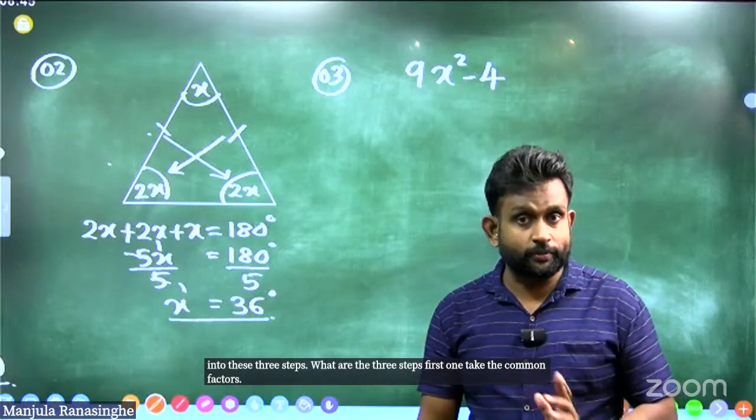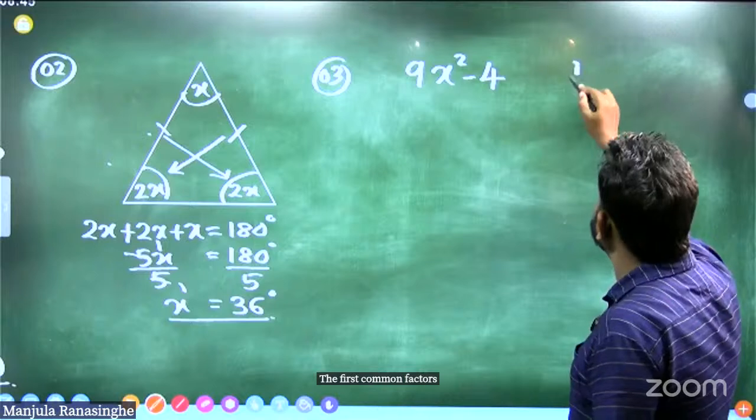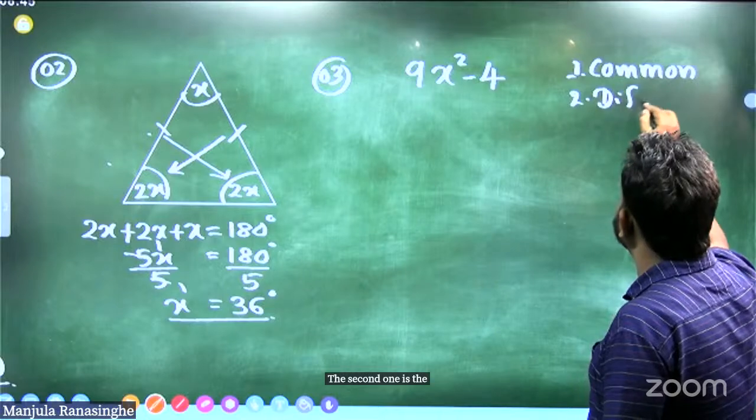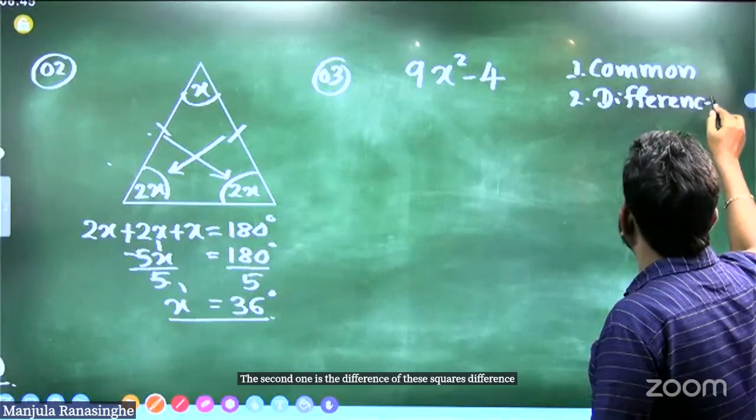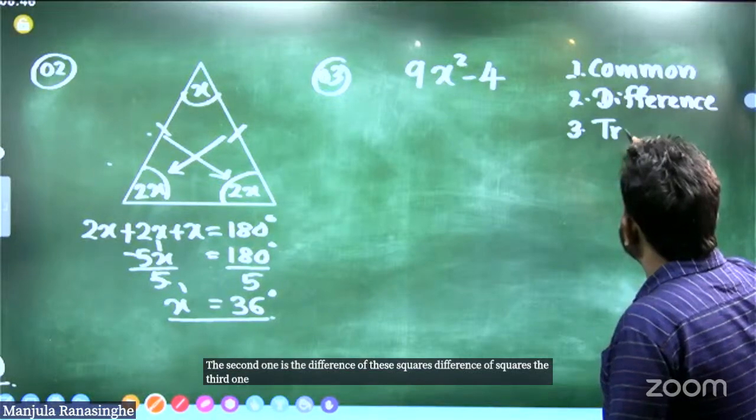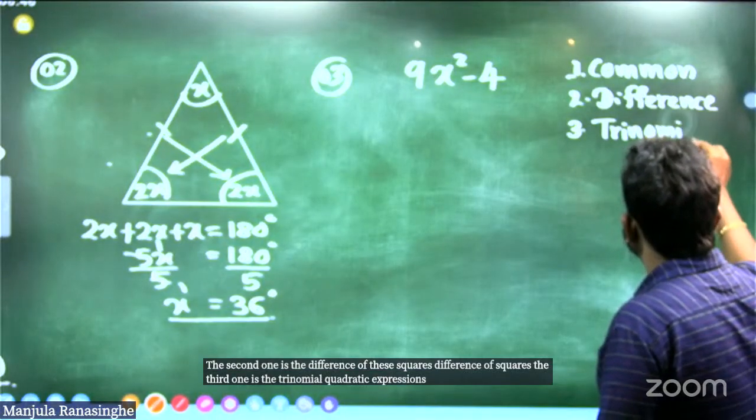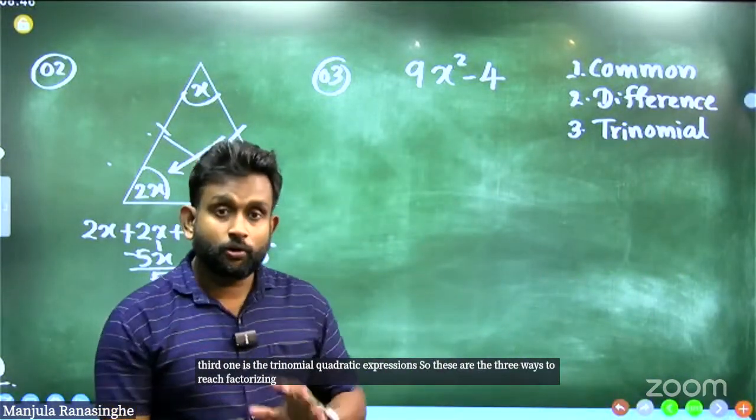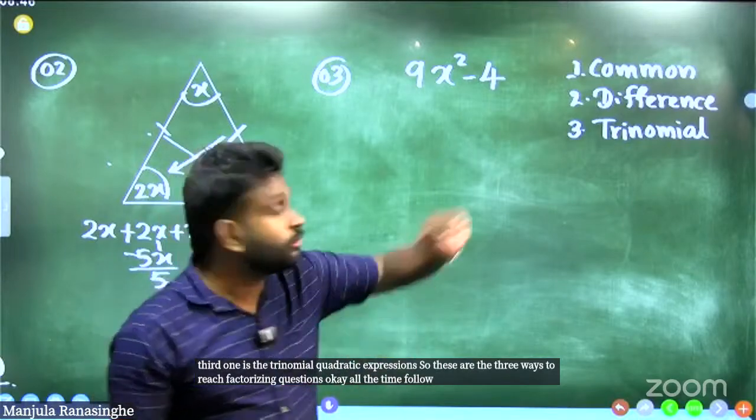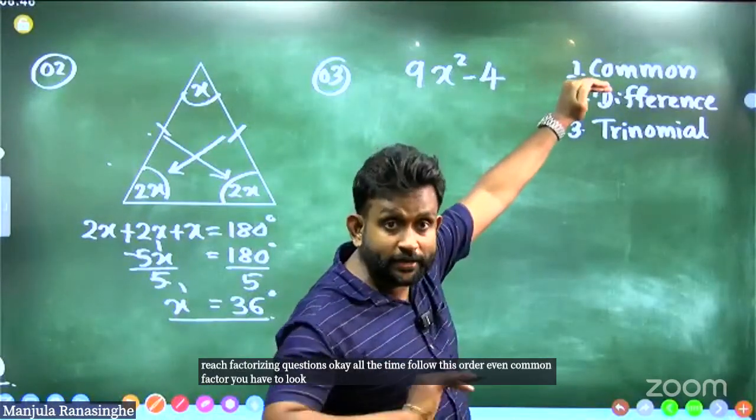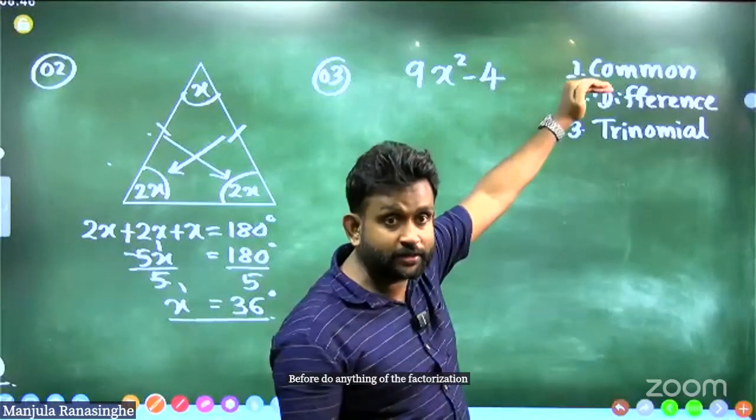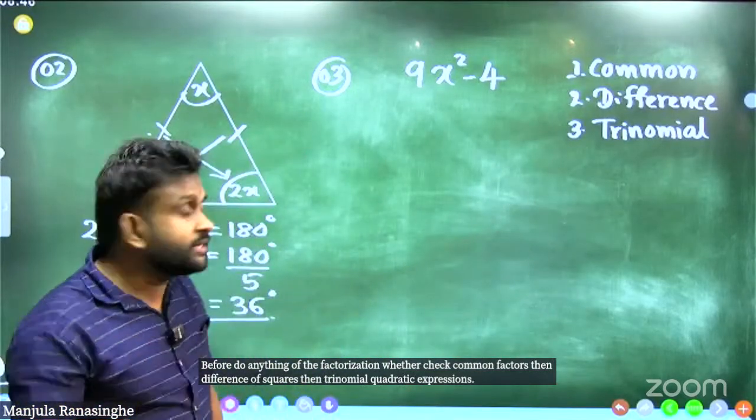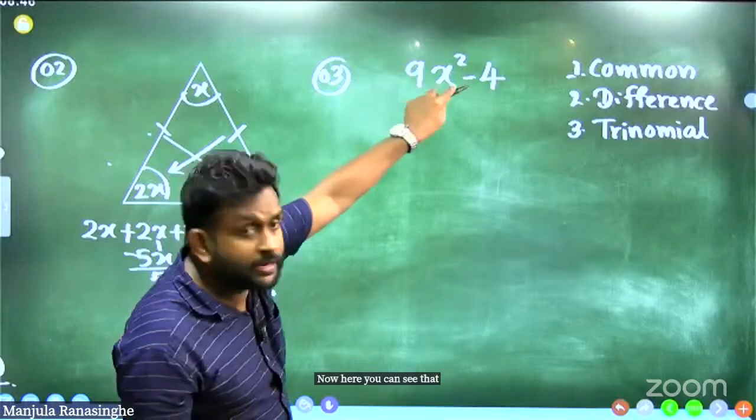The first one, common factors. The second one is the difference of squares. The third one is the trinomial quadratic expressions. So these are the 3 ways to reach factorizing equations. Okay, all the time follow this order. Before doing anything in factorizing, check common factors, then difference of squares, then trinomial quadratic expressions. Now here you can see 9x squared minus 4.